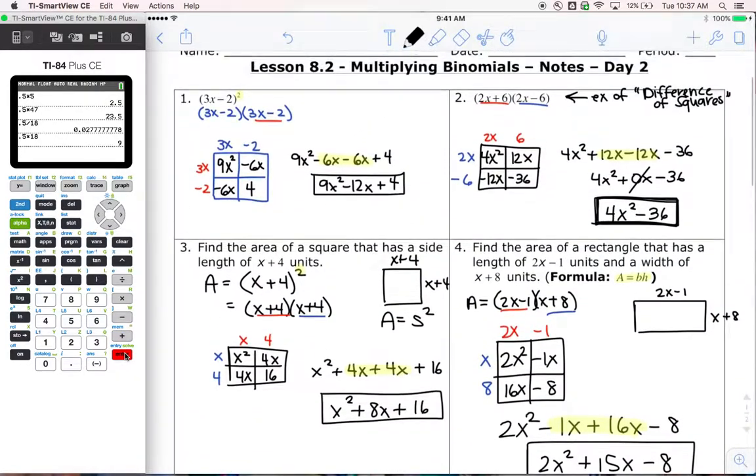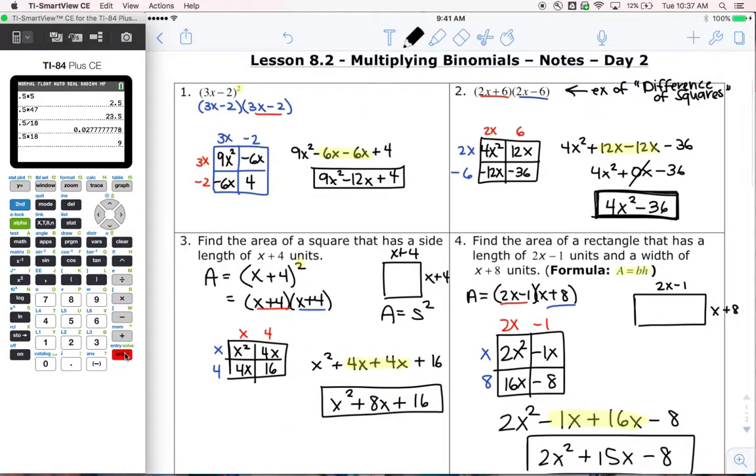If you felt good about the last lesson and you feel good about today's lesson, you've pretty much got all your bases covered when you're multiplying binomials.